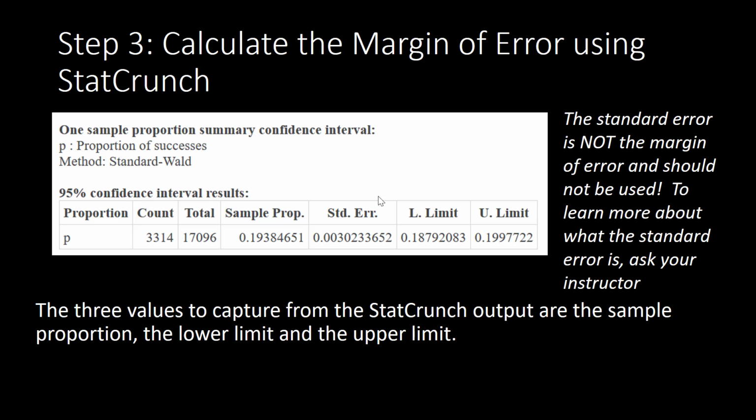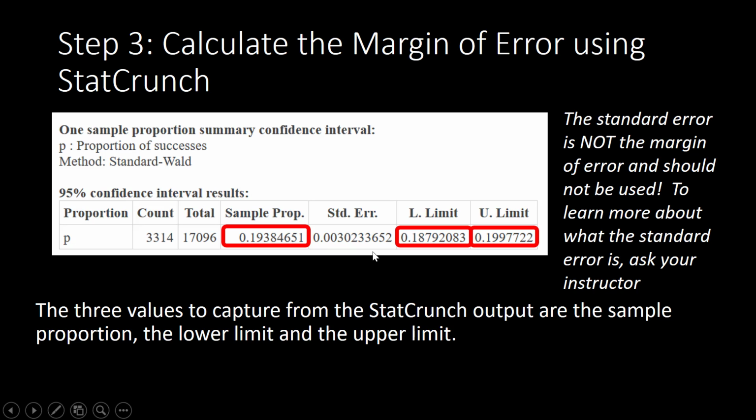And once you hit compute, this is the screen you will see. So there are 3 values that we need to capture and write down in our notes from StatCrunch. The first is the sample proportion, which you can see here. Then we have the lower limit, and we have the upper limit.